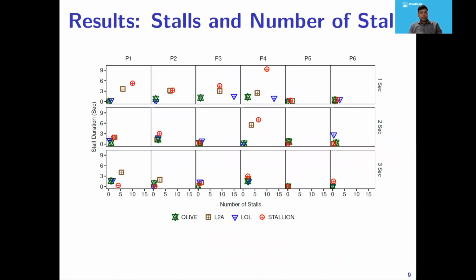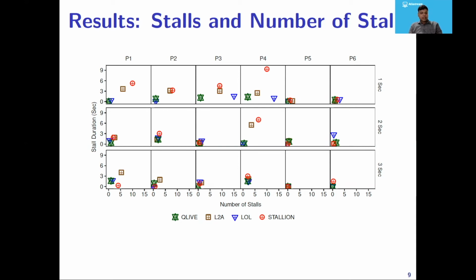Now let's look into the comparison results. In this slide, we are showing the stalls and the number of stalls for all 4 methods under different network profiles for different latency limits. Here, the bottom left corner of each box is the most favorable condition where both stalls and number of stalls are minimal.